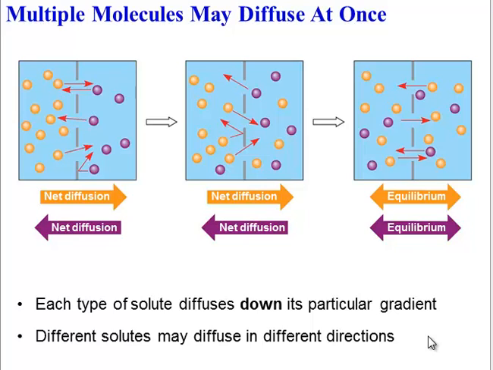And that concludes our introduction to passive transport. In class, we'll take a look specifically at how osmosis affects both plant and animal cells.